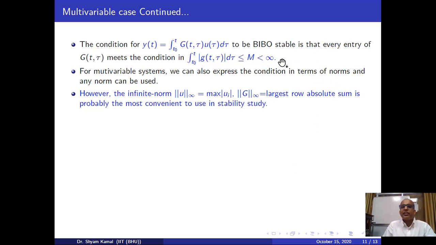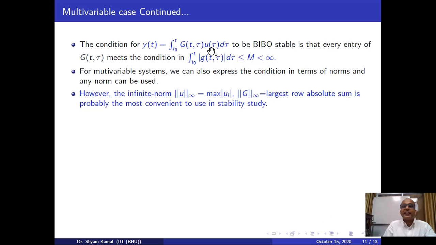And in another way, how basically one can check the condition: because g(t, tau) is now a matrix, you have to see each and every entry, and if that is bounded, then we say that the multi input multi output time varying system is bounded input bounded output stable. And I have already told you that in finite dimensional space all norms are equivalent, so you can take any norm, but most of the time people use the infinity norm, so they look at the maximum of ui, and g infinity is the largest row absolute sum.